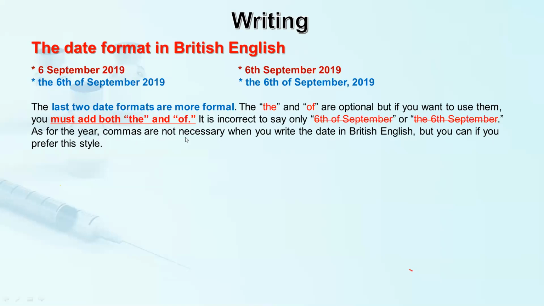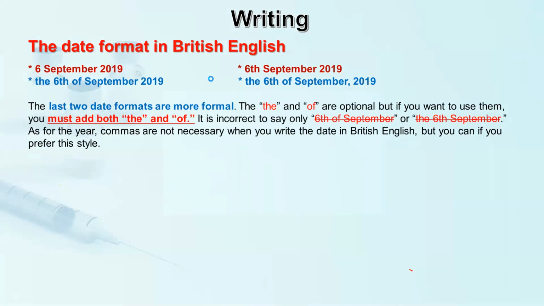Regarding the comma, it is not necessary when you write the date in British English, but you can if you prefer this style like this one. In brief, in the OET, simply you can use this one or this one, 6th September or 6th September. This is regarding writing date format in British English.